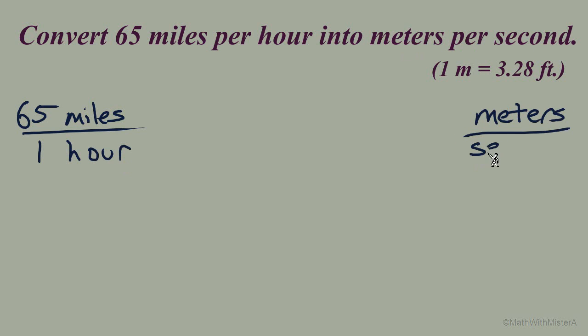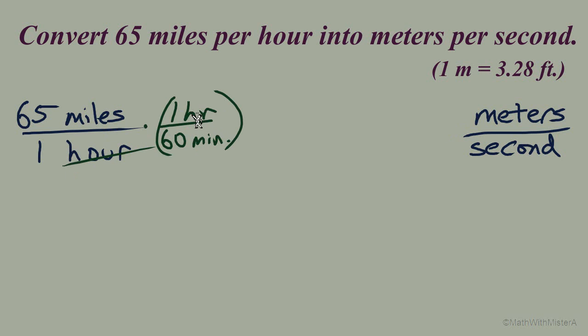Meters per second. Our next steps will be to figure out what conversion factors we can use to convert miles into meters and hours into seconds. You can start with either one, miles to meters or hours to seconds. Let's start with the time. We know 1 hour has 60 minutes. We're using the fraction this way so that the units of hours will divide out. We're left with miles per minute, and let's keep going to get minutes into seconds. We're using the fraction 1 minute over 60 seconds so that the units of minutes will divide out.